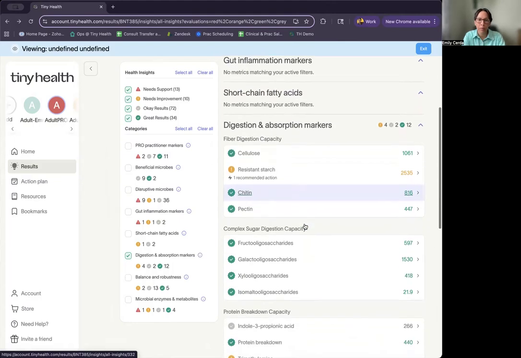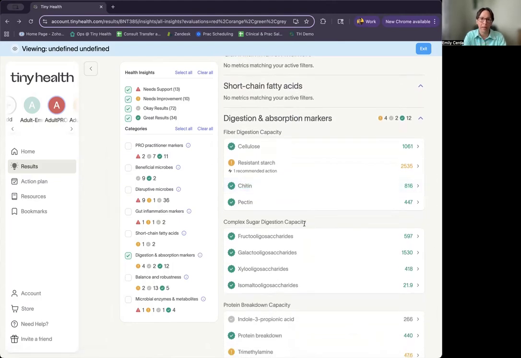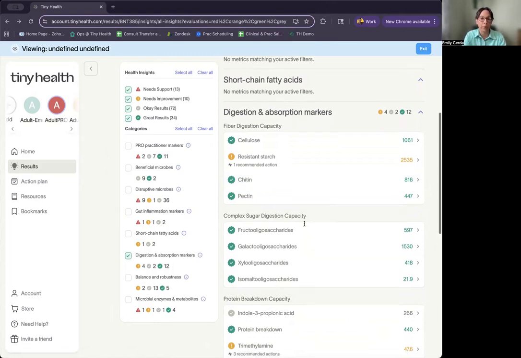So hopefully this has been helpful. Again, capacity is looking at the function of the microbiome. Is the microbiome able to perform these functions?